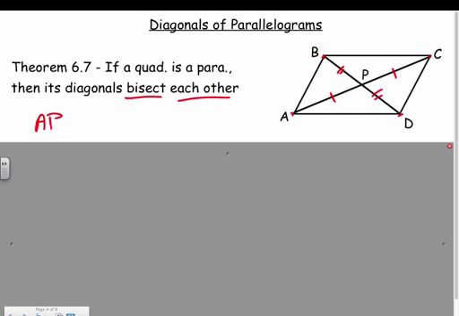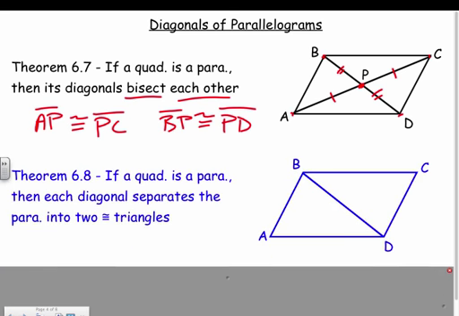I could say that AP is congruent to PC, or CP, and BP is congruent to PD. That's all I can state. Okay, they bisect each other. So really, P is kind of the midpoint of each diagonal, isn't it? P is the midpoint. That might come in useful for us later.